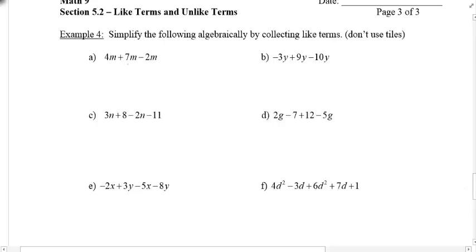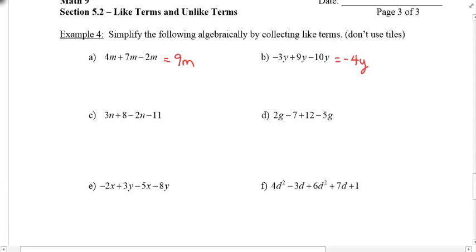So 4m plus 7m. Remember, these are the same variable. So if you look at the pictures, these are all those rods. So 4 plus 7 are 11 of them. 11 take away 2, that's just 9. So this is just 9m. Similarly here, these are all rods, right? y, degree is 1. So negative 3 plus 9 is 6. 6 minus 10 is negative 4, so negative 4y.